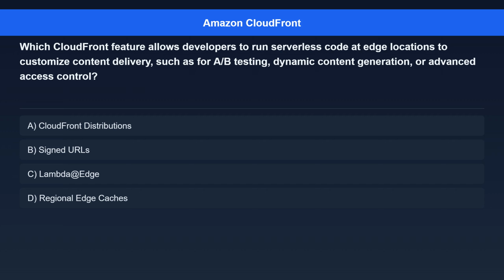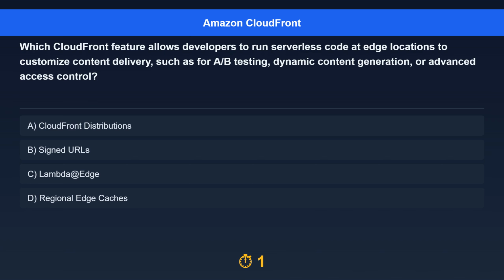Question 9. Which CloudFront feature allows developers to run serverless code at edge locations to customize content delivery, such as for A/B testing, dynamic content generation, or advanced access control? Option A, CloudFront distributions. Option B, signed URLs. Option C, Lambda at Edge. Option D, regional edge caches.